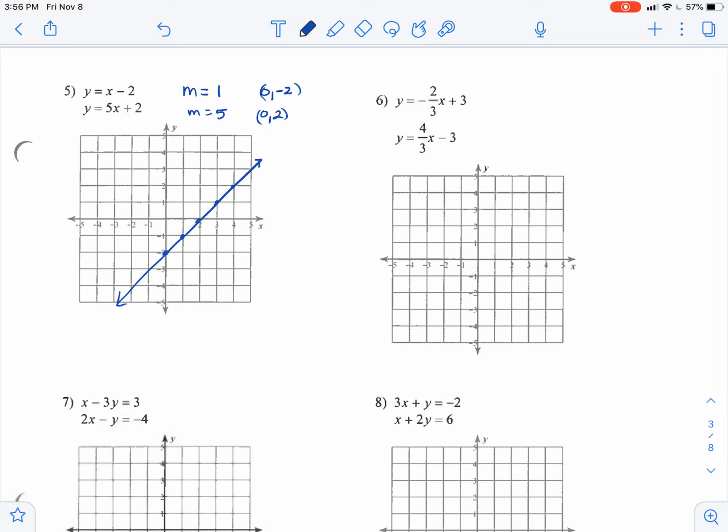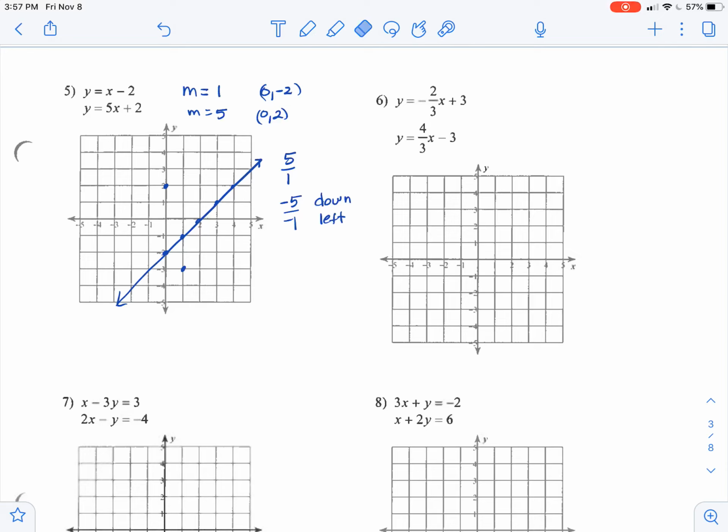The next one, (0, 2). This time we have a slope of 5. Again, that is 5 over 1. I cannot go up 5, so I need to think of it as a -5 and a -1. So that would mean down and left. So I'm going to go down 5 and left 1.